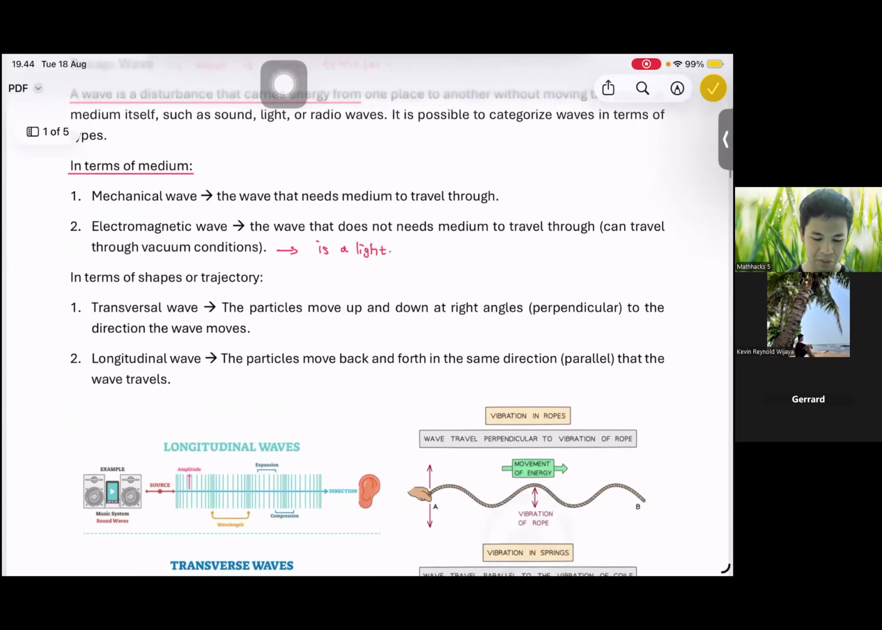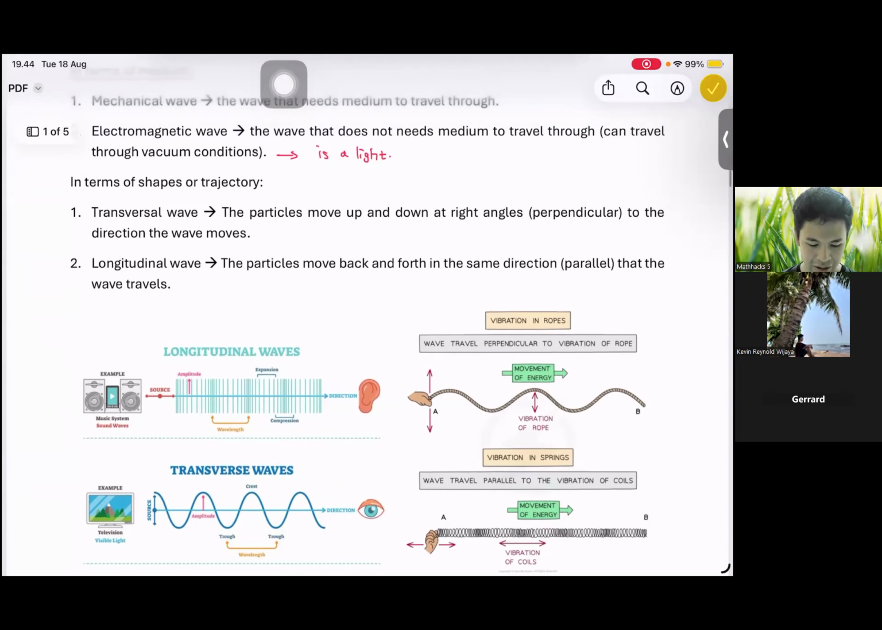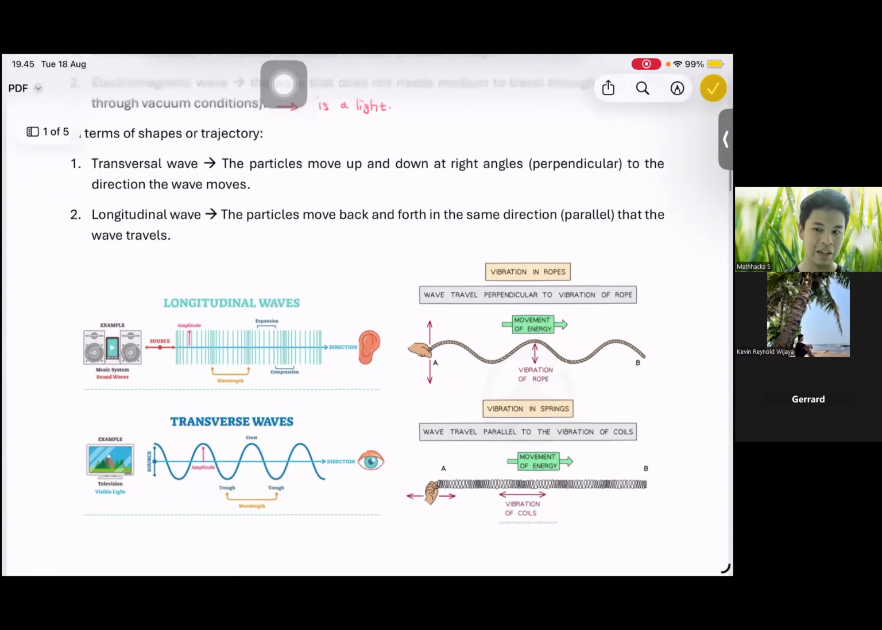Also, in terms of shape or trajectory, we have two kinds of wave. The first one is the transversal wave. Basically, a transversal wave is something like a rope. If you move a rope up and down, up and down, we call it a transversal wave. Also, we have the longitudinal wave. Basically, a longitudinal wave is something like a spring. If you compress the spring and then release it, it stretches out a certain length. We call that wave a longitudinal wave.